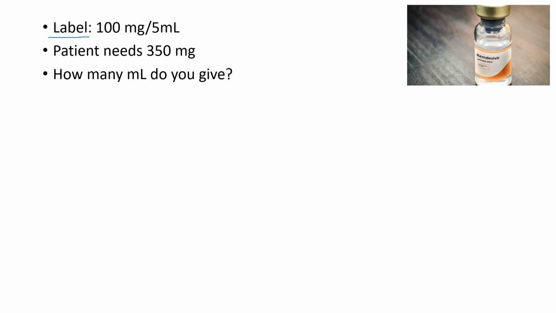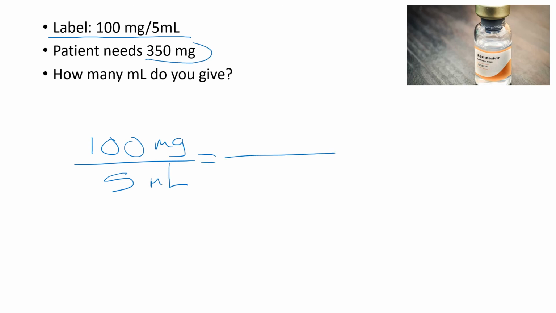So let's start with our label. 100 milligrams per 5 milliliters. We can write that as a fraction. It is kind of written as a fraction. Let's write it as a fraction we can work with. 100 mgs per 5 mils. And our patient needs 350 milligrams. Where are we going to write that 350 milligrams? On the top or on the bottom?